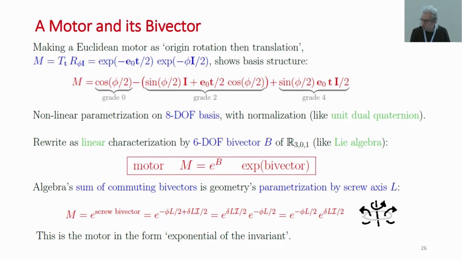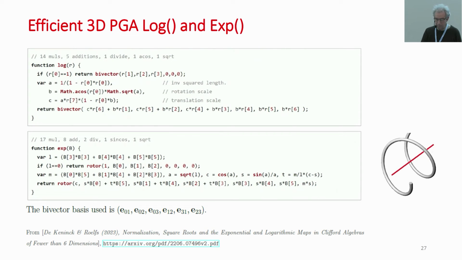Is this a good representation of motions to do interpolation and so on? Well, that depends a little bit on your application, but it's certainly an algebraically unique way of describing what this motor M looks like, so that I can characterize it with 6 numbers, the 6 coordinates of the bivector. If you want to compute with that, you maybe think that you have to do very complicated things, but Martin and Steven in their paper Normalization, Square Roots, Exponential and Logarithmic Maps give extremely compact code to take the logarithm of a rotor and to take the exponential of a bivector with very, very few multiplications. So this can be implemented really quickly.